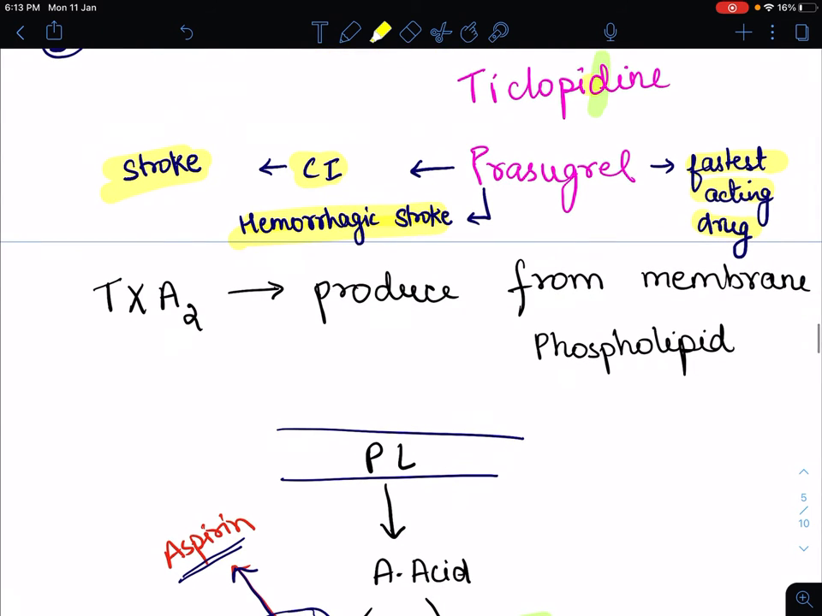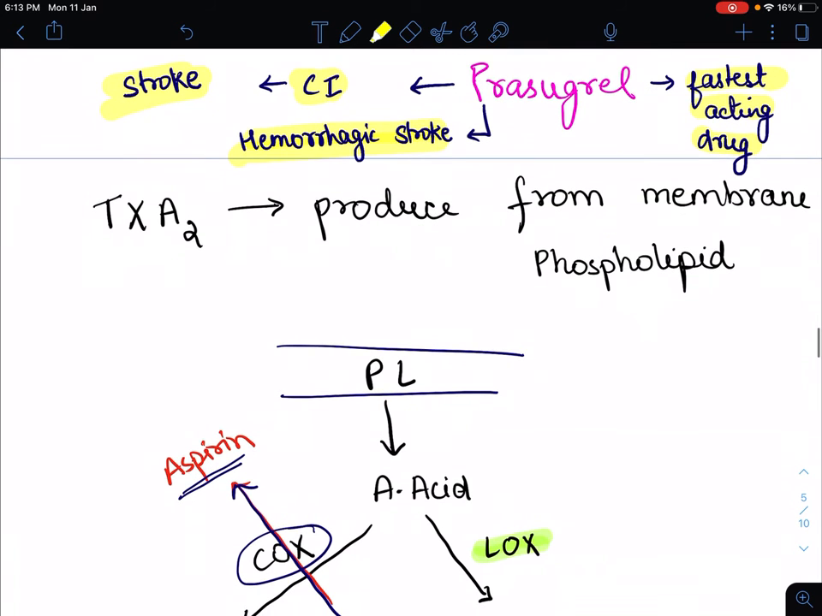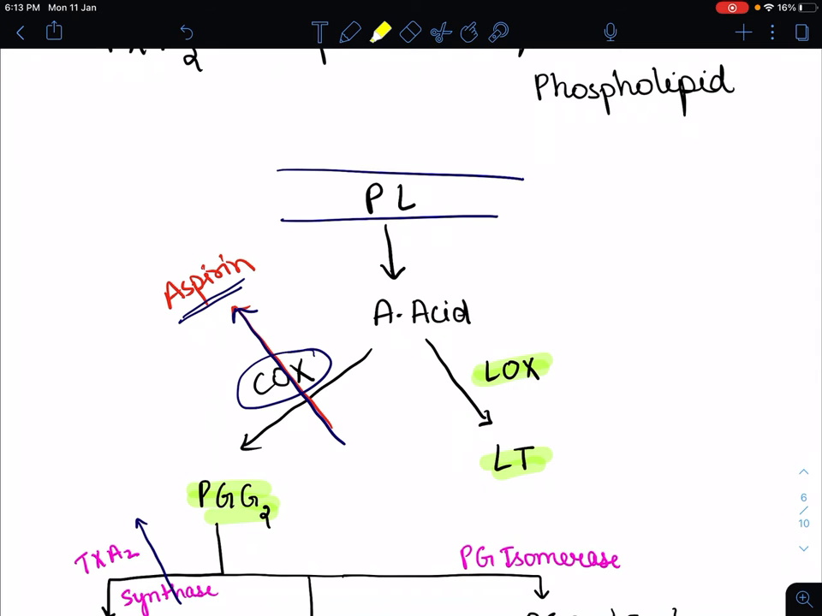Now I am going to tell you how the aspirin COX enzyme helps in formation of thromboxane A2. As we all know, thromboxane A2 is produced from the membrane phospholipid. From phospholipid, arachidonic acid is formed, and from arachidonic acid there are two pathways: one is leukotrienes and one is PGG2.